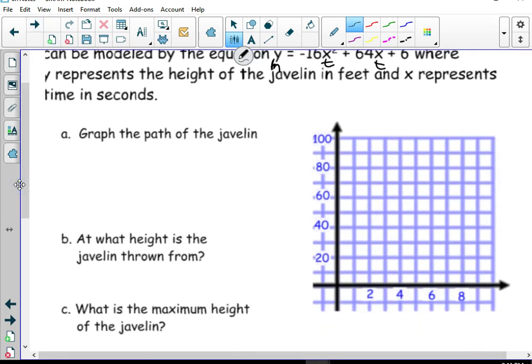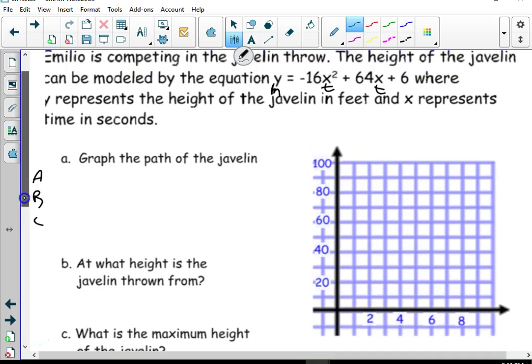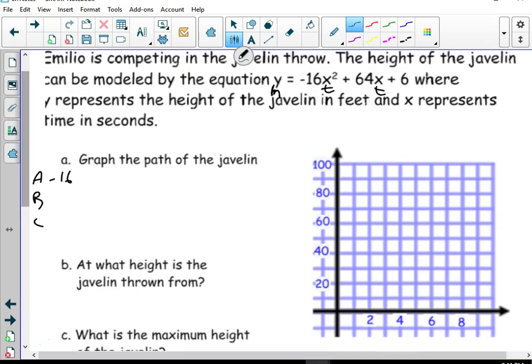Well, we have to find the highest point, so we have to identify a, b, and c first. What is a? Negative 16. What's b? 64. What's c? 6. So x equals the opposite of 64 over 2 times negative 16. Type that in your calculator. Find out what the x-coordinate is. What's the vertex?